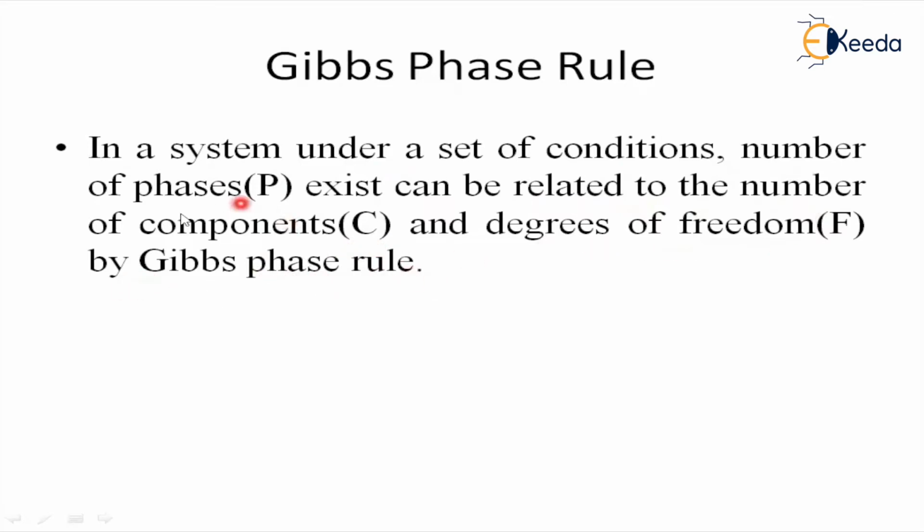So the number of phases depends on how many components exist in the system. And what about the degrees of freedom? Here in the formula, P stands for phase, F stands for degrees of freedom, and C stands for the number of components. So with the help of this formula, we can decide how many degrees of freedom there are for a particular phase or for a particular state.